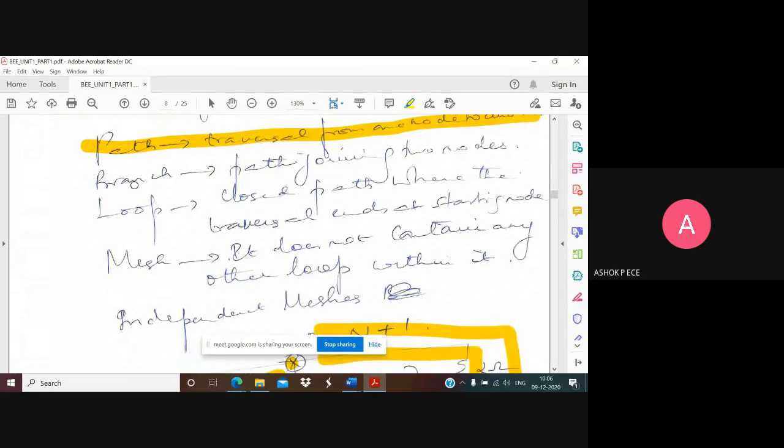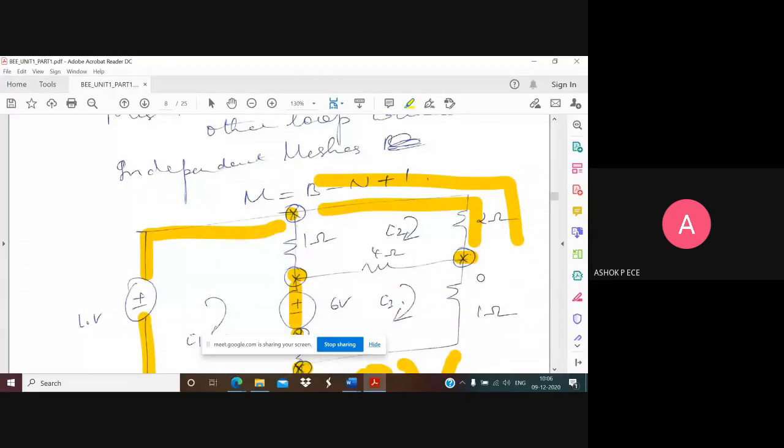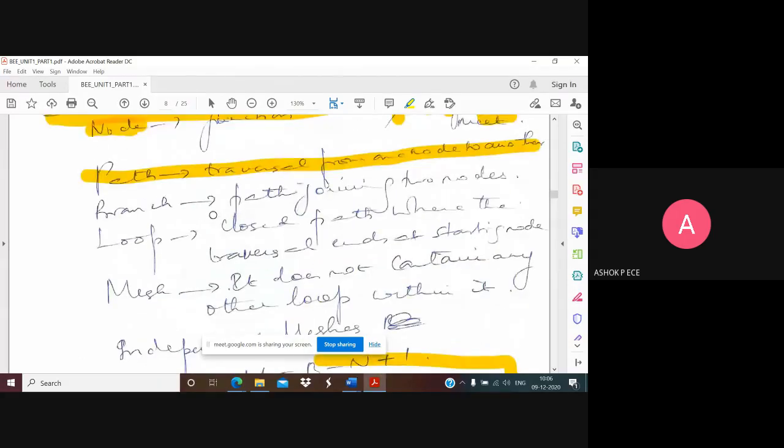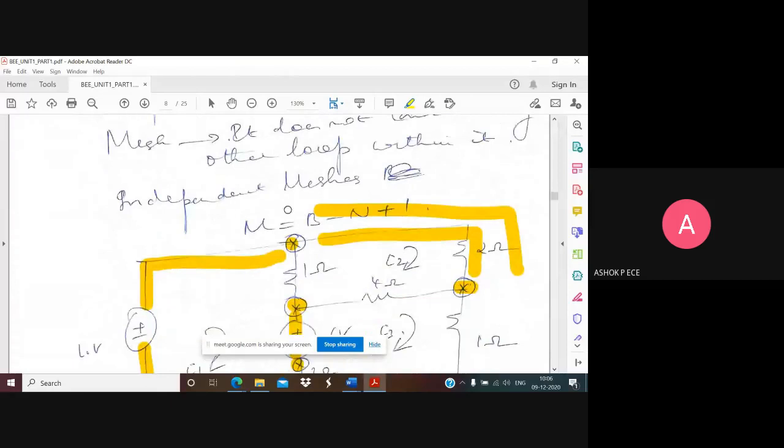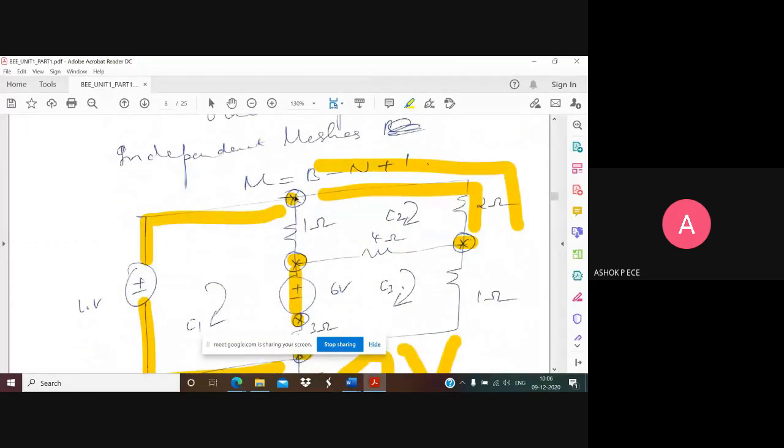Next one, branch. Branch is the path joining two nodes. So if you have two nodes, this is going to be a branch. Ideally, if you look at path and branch, they are almost similar. Path is how far you can travel. If I want to travel from here to here, this entire thing becomes a path. But a branch is always between two nodes only.